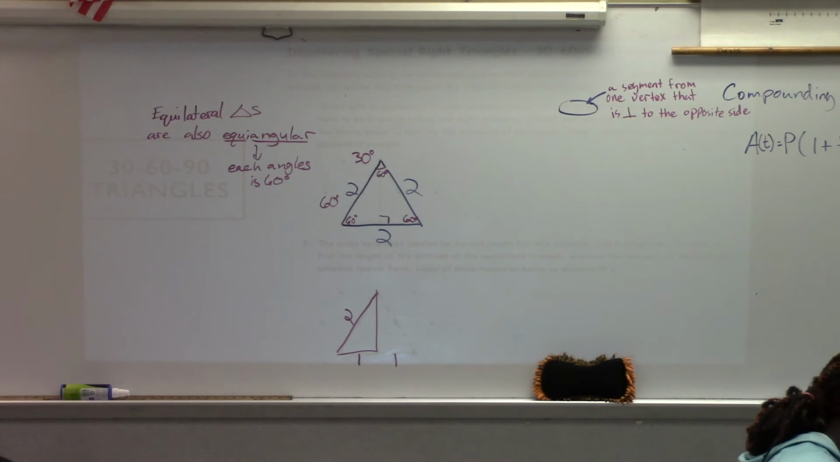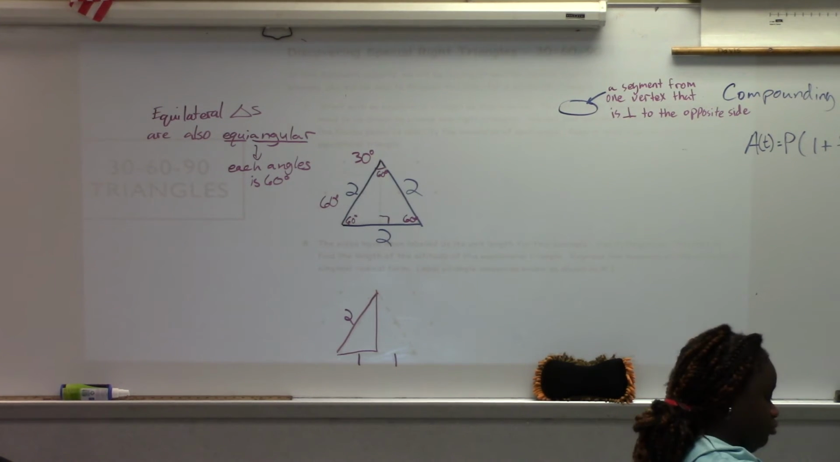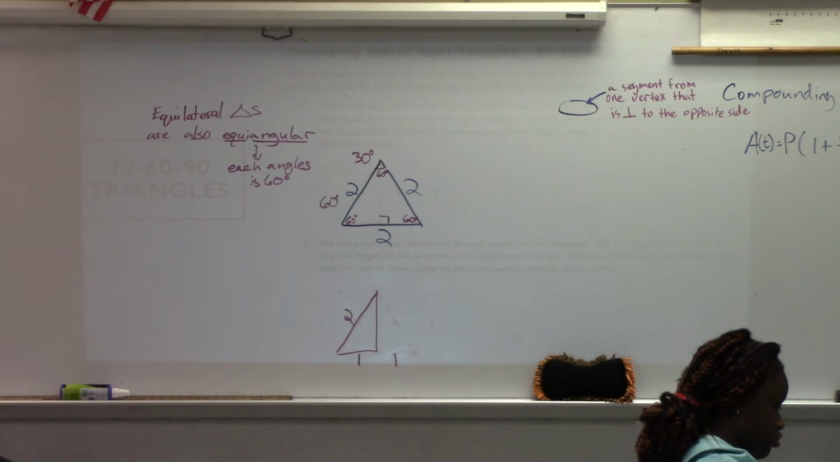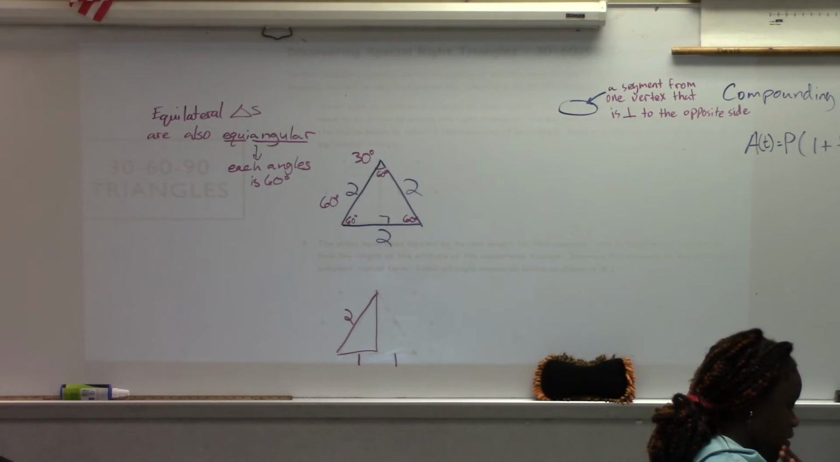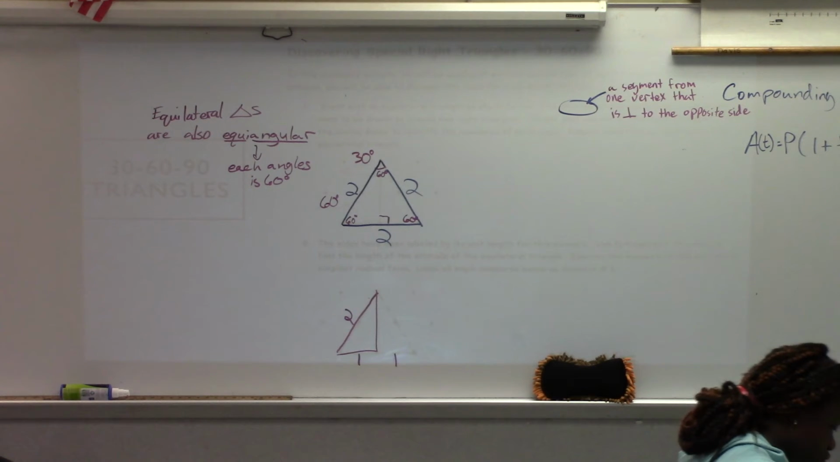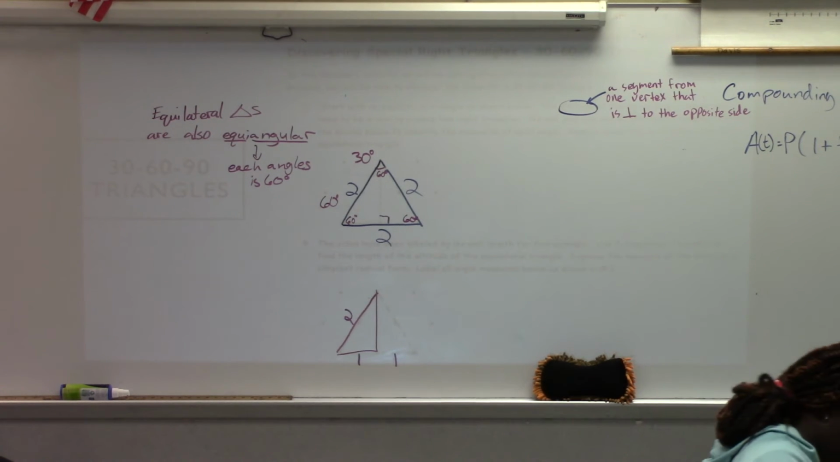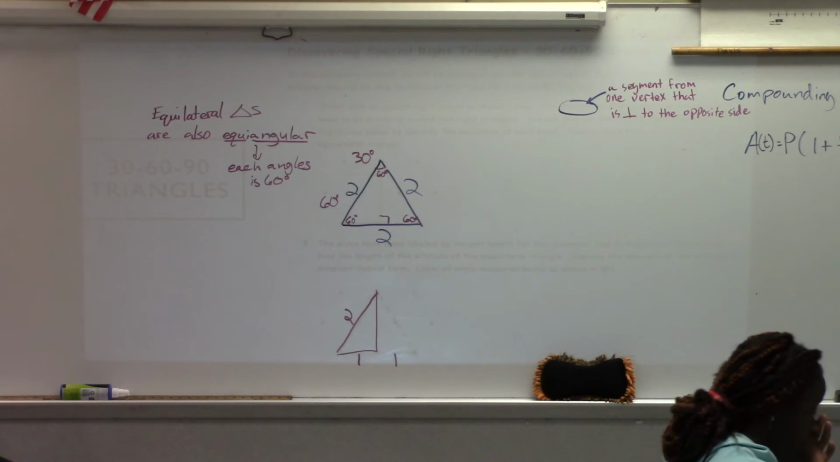Okay, but what is c? The hypotenuse, right? Why do you say that? You don't know this. You did 1 squared. You don't know the altitude. Yeah, you don't know that.